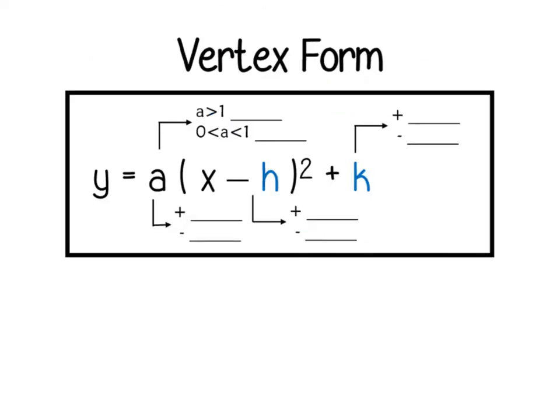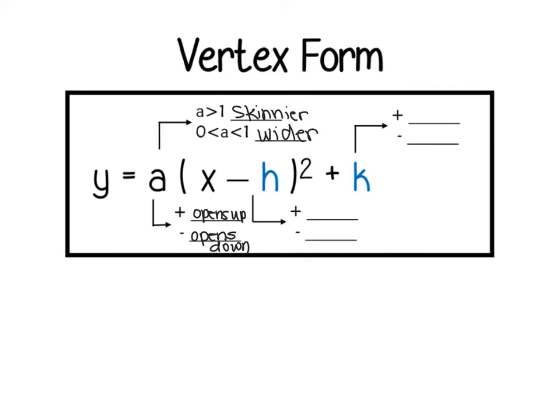We've filled this out several times now, but this is just our vertex form of a parabola. Just a couple reminders. If I have a positive a value, it opens up. A negative a value would open down. If a is greater than 1, the graph gets skinny. And if it's a fraction between 0 and 1, the graph gets wide.